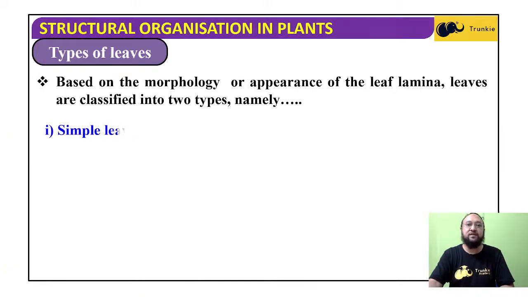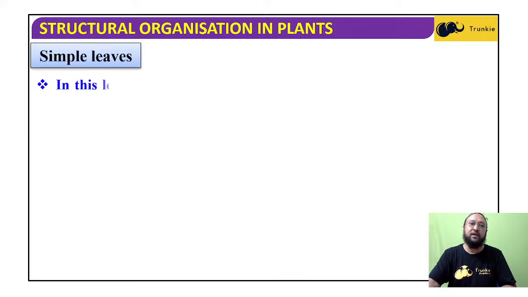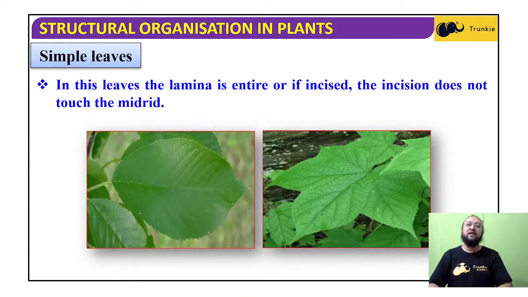Types of leaves based on the morphology or appearance of the leaf lamina. Leaves are classified into two types based on how the leaf lamina is appearing, and these are the simple leaves and compound leaves. In simple leaves, the lamina is entire, or if it is incised, the incision does not touch the midrib. Incision means there is a gap. So this is the simple leaves.